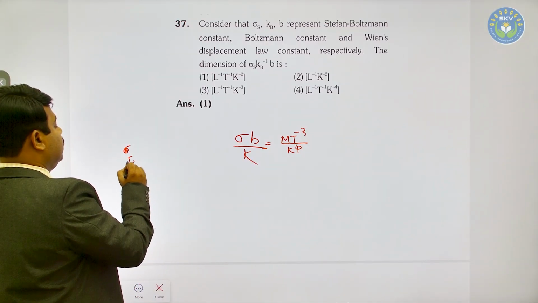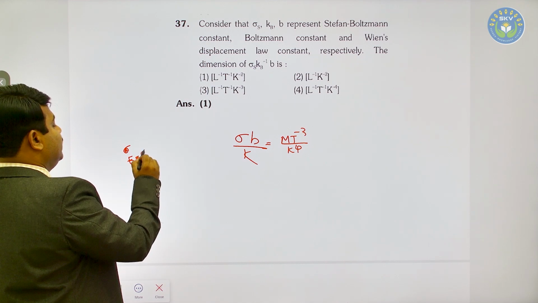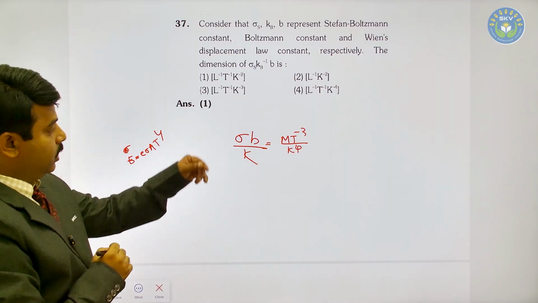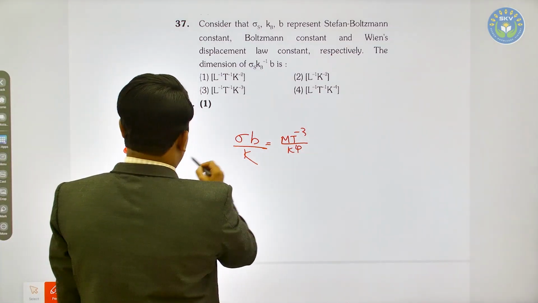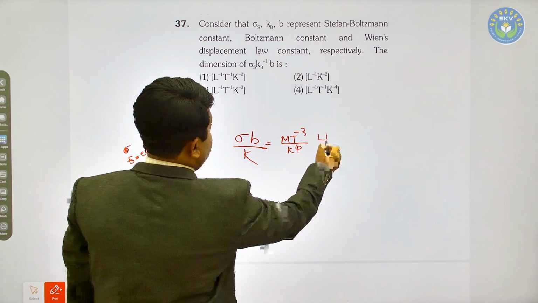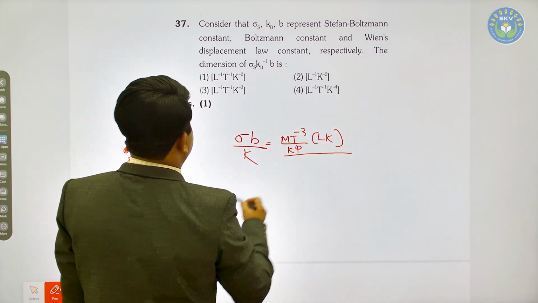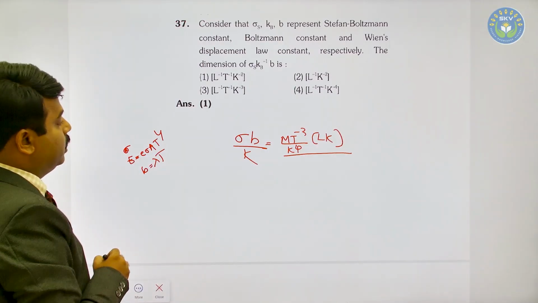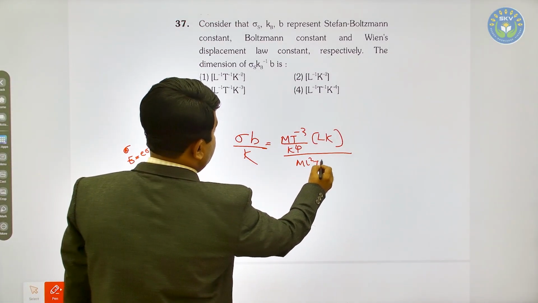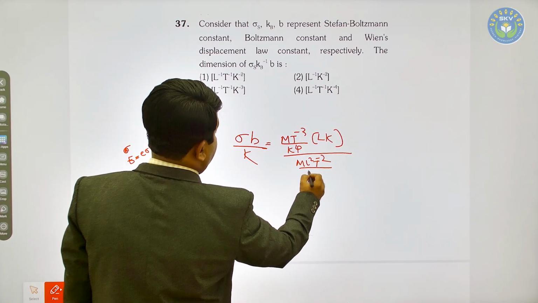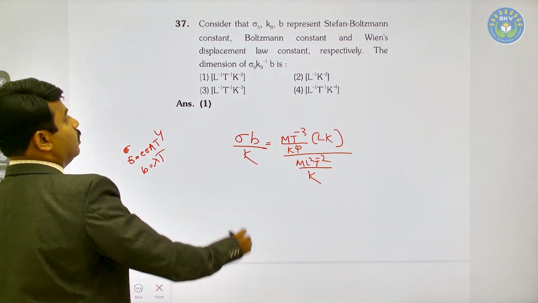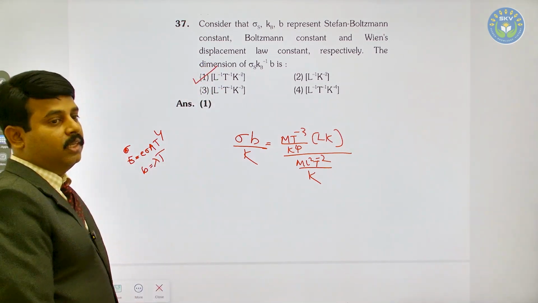That is, energy is equal to sigma A T raised to 4, energy per time, using that formula. And b is equal to what? We studied lambda T, that means L K, right? Divided by the Boltzmann constant, that is energy per temperature, that is M L squared T raised to minus 2 divided by K, right? So by substituting this whole, you get option 1 as the answer.